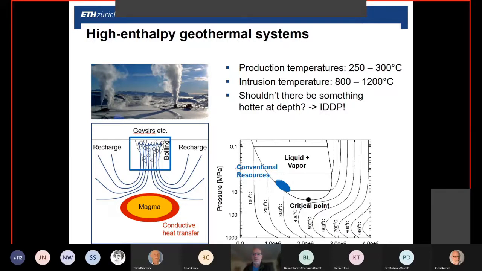And so IDDP's goal was to reach something initially at least 500 degrees C and 300 bars, somewhere here on the diagram. And you see if you depressurize it, you will never touch upon production of the liquid vapor field. So you would, in the ideal case, even get dry steam at super high enthalpies directly out of the well.